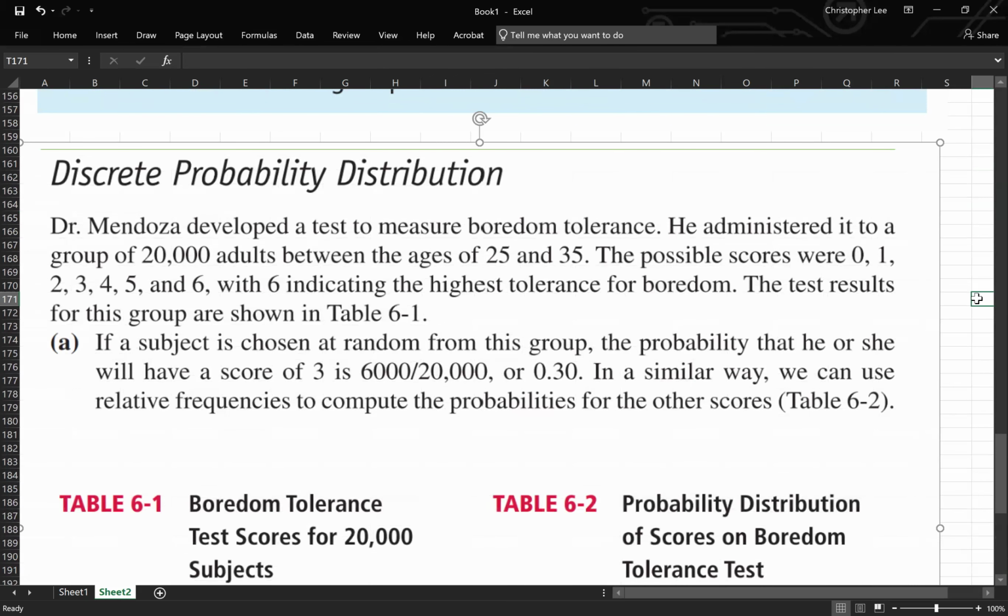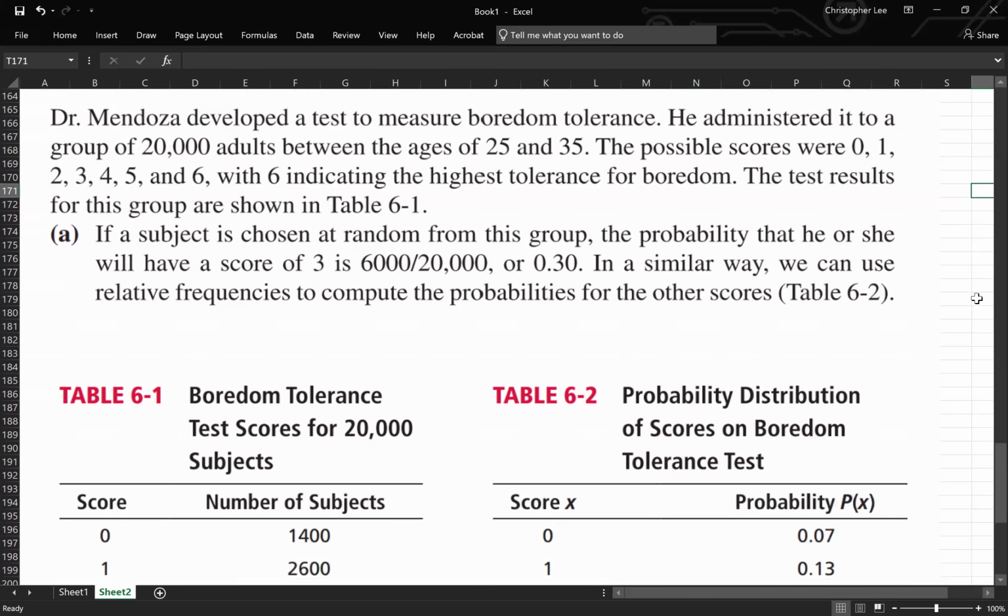So this is a discrete probability distribution. Dr. Mendoza developed a test to measure boredom tolerance, right? He administered it to a group of 20,000 adults between the ages of 25 and 35. The possible scores were 0, 1, 2, 3, 4, 5, and 6, with 6 indicating the highest tolerance for boredom. The test results from the group are shown in the table, as you can see.